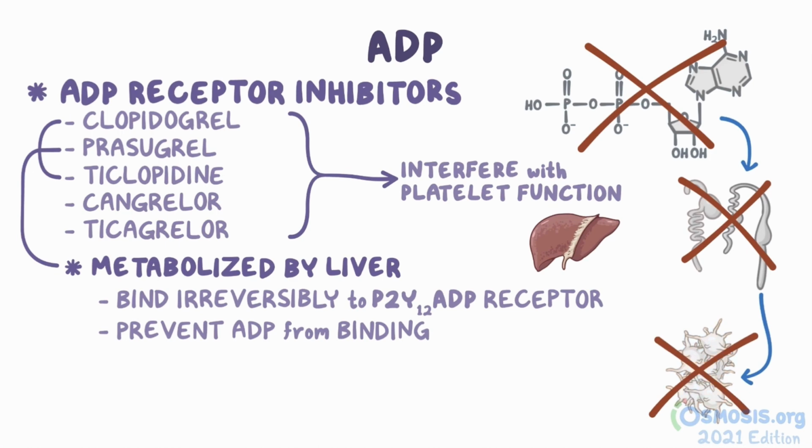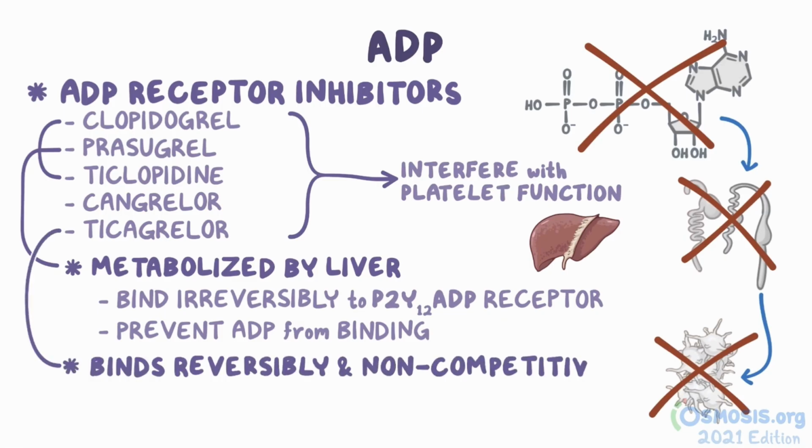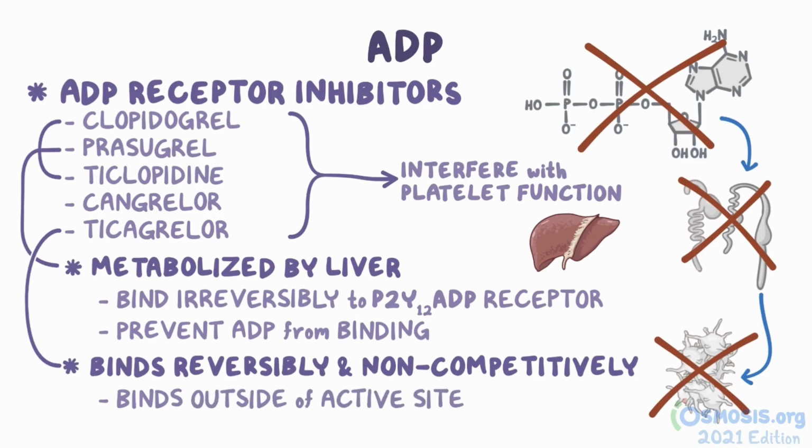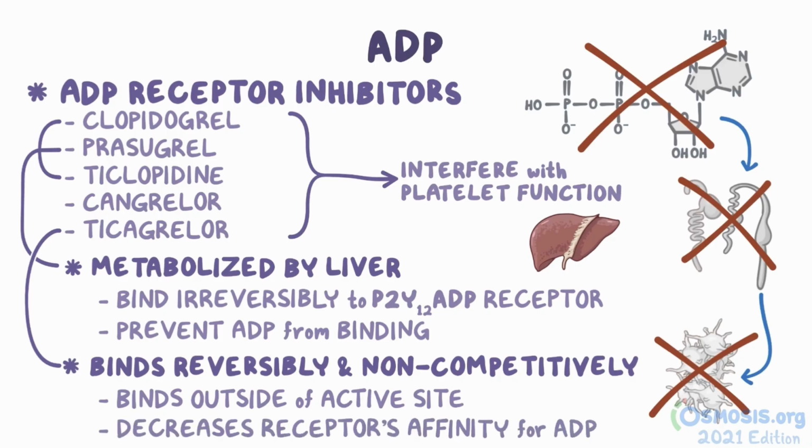Ticagrelor doesn't need to be activated by the liver, since it's not a prodrug. Ticagrelor binds reversibly and in a non-competitive manner, meaning it binds to the receptor in an area outside of the active site where ADP normally binds. This decreases the receptor's affinity for ADP, leading to decreased platelet activation.